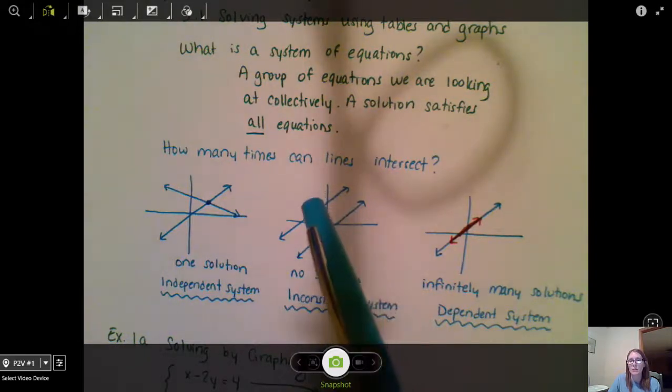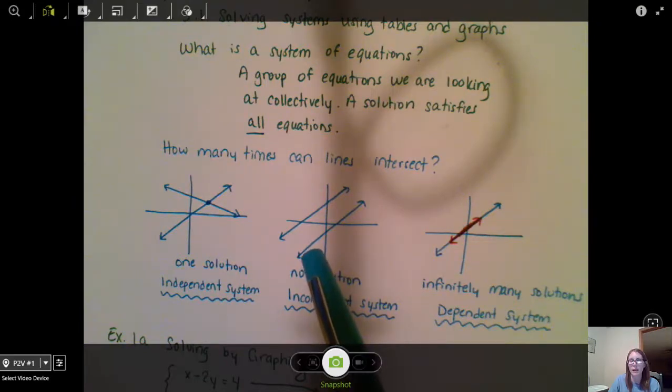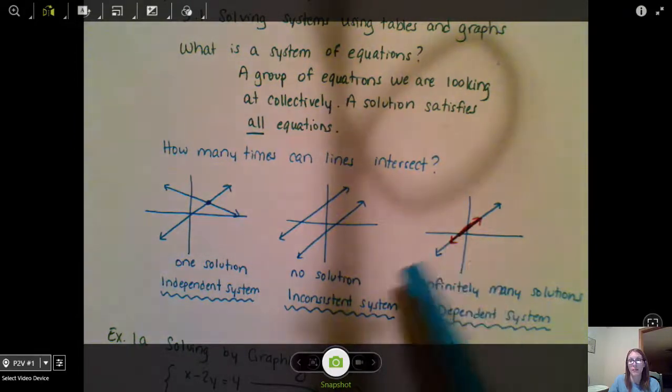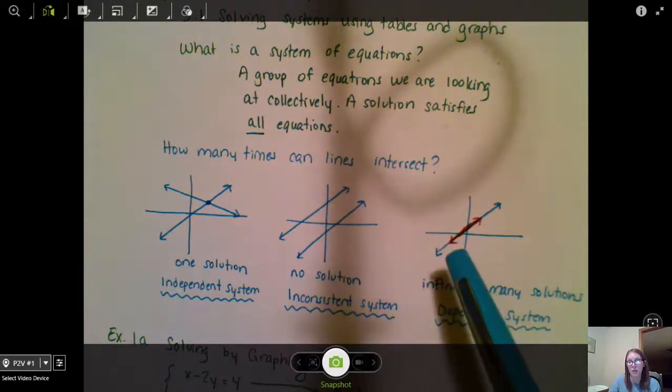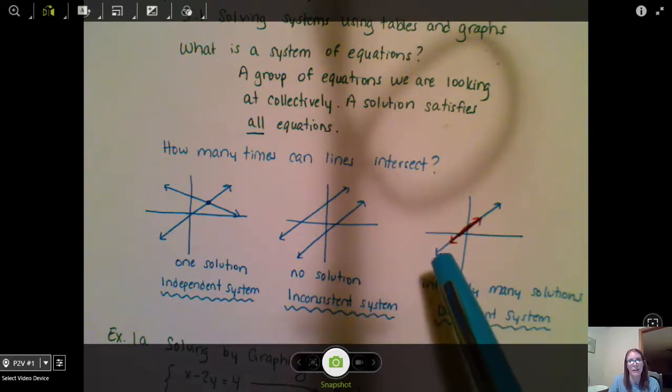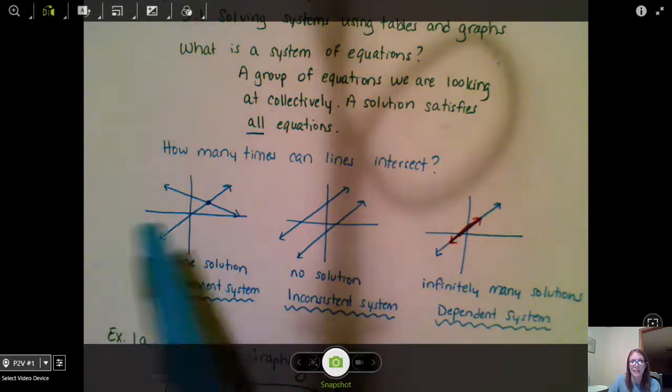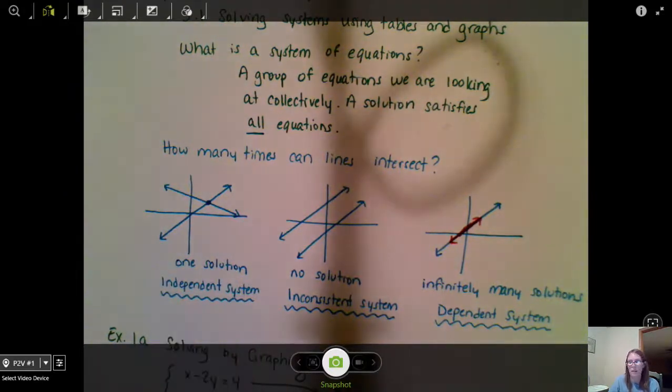Okay, inconsistent systems, if my lines never intersect, let's think about what's true of those lines. Those two lines are parallel, and if they're parallel, they have the same slope. If our system is dependent, well, we have the same line, so we have to have the same slope, and we also have to have the same y-intercept. Independent systems, our lines intersect, our slopes are different. If the slopes for our lines are different, our lines are going to intersect somewhere.